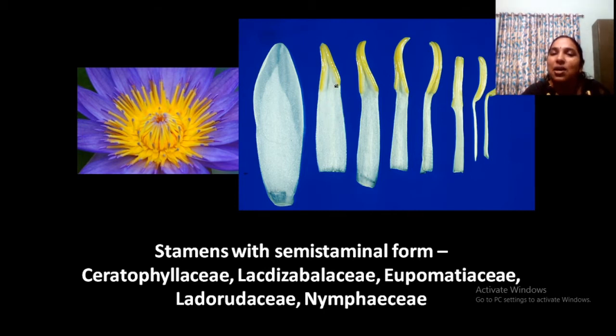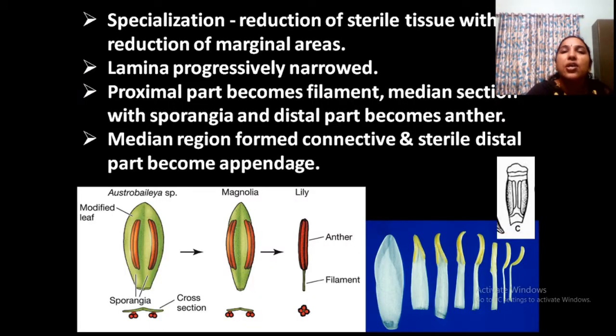So, what happens here, on the lower portion it completely becomes sterile and this is concentrated on the apical part, and gradually that sterile portion becomes the filament and finally the stamen, okay. So, specialization means what? That is, advancement means what? Reduction of the sterile tissue, clear, okay. And reduction of the marginal area. So, this is the marginal area, clear. These two sides are the marginal area. So, that goes on being reduced, okay, and finally becomes the fertile stamen.